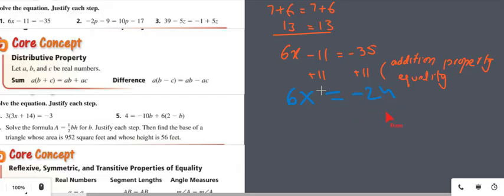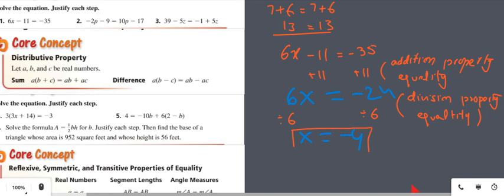Now I am dividing both sides by 6. Which property allows me to do that? It is the division property of equality. That property allows me to do that, and we got x equals negative 4. Excellent. Now we solved the same question by using the basic properties of equality.